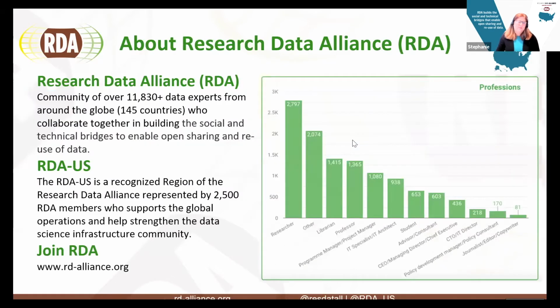The Research Data Alliance is a community of over 11,500 data experts from around the globe who collaborate together in building the social and technical bridges to enable open sharing and the reuse of data. RDA US is a recognized region of the Research Data Alliance, and it represents 2,500 members that support the global operations and help strengthen the data science infrastructure community.